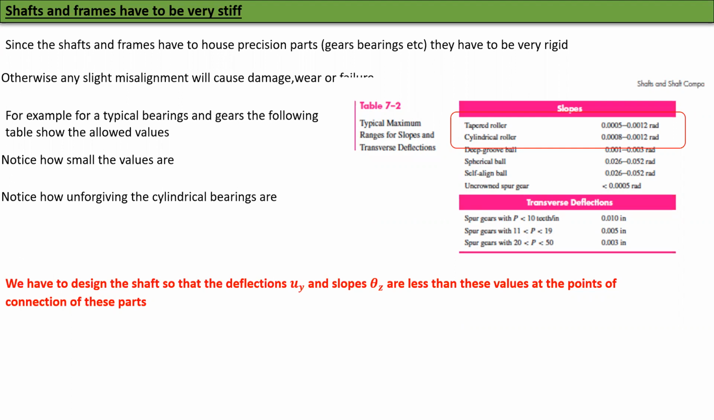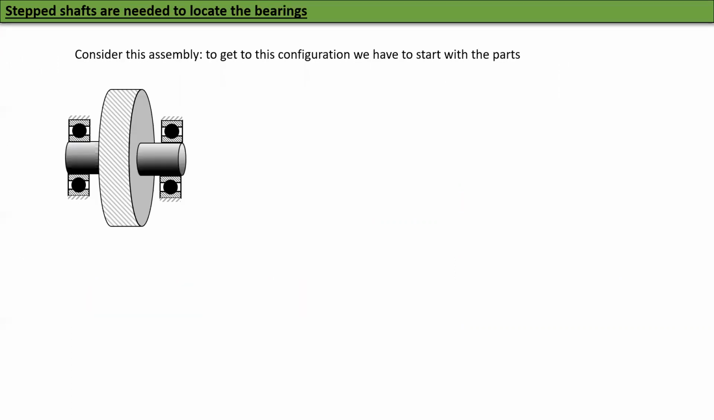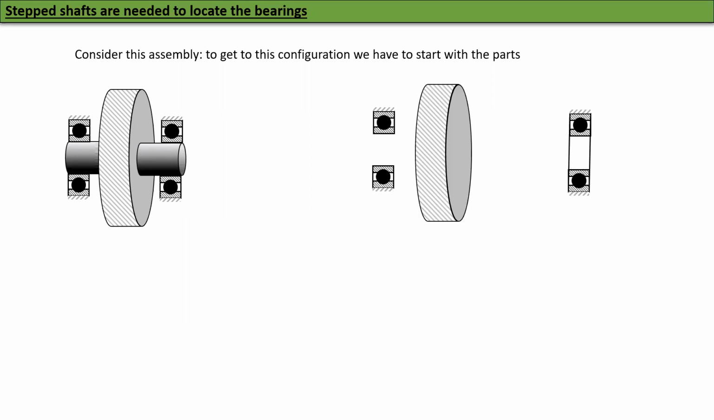Okay, so stepped shafts are needed to locate the bearings and other parts also. Consider this assembly. So there's a gear and two bearings. I mean, this is a very simple assembly just to get you going. To get to this configuration, we have to start with the parts. So here are the parts. One part, a gear, the bearing is mounted onto the housing. The other part, the other bearing is probably also mounted onto the housing, and then you have this gear. And these three things have to be connected together.